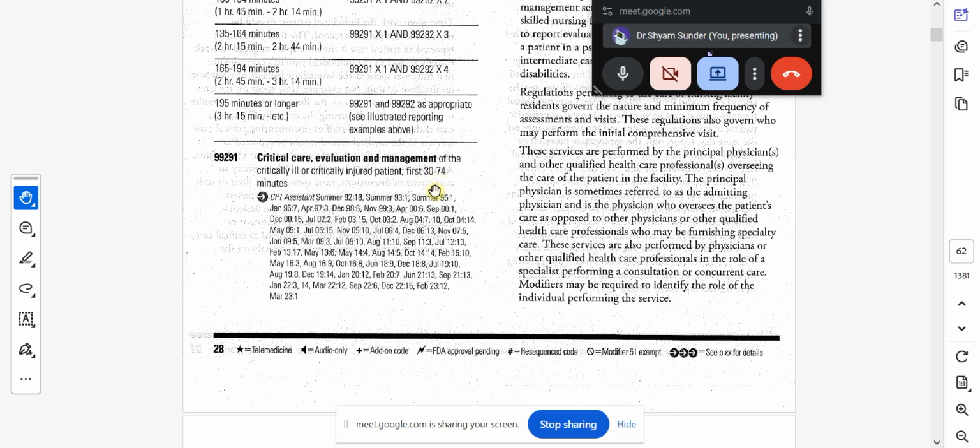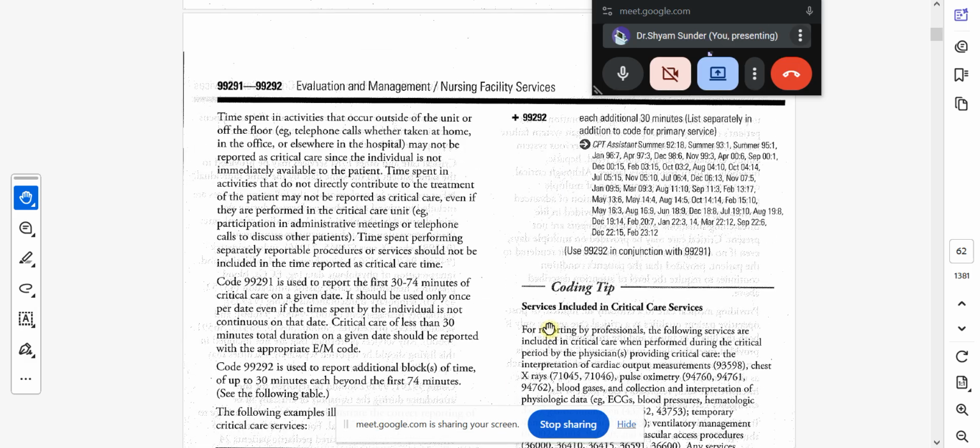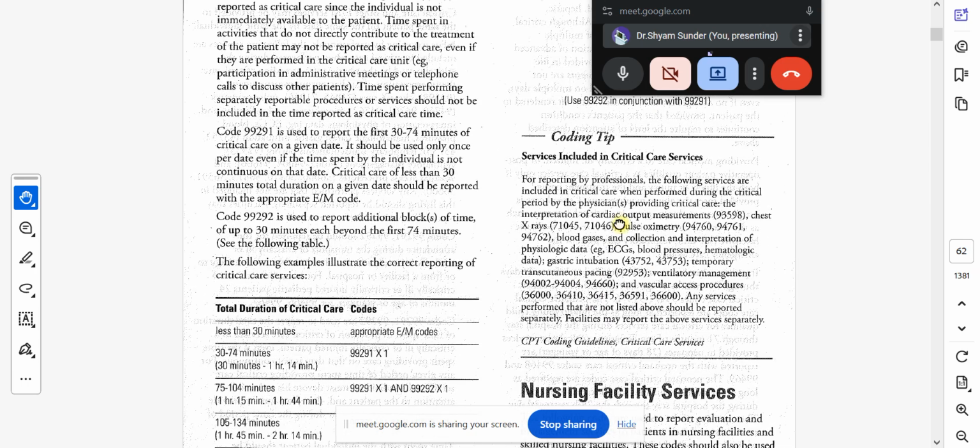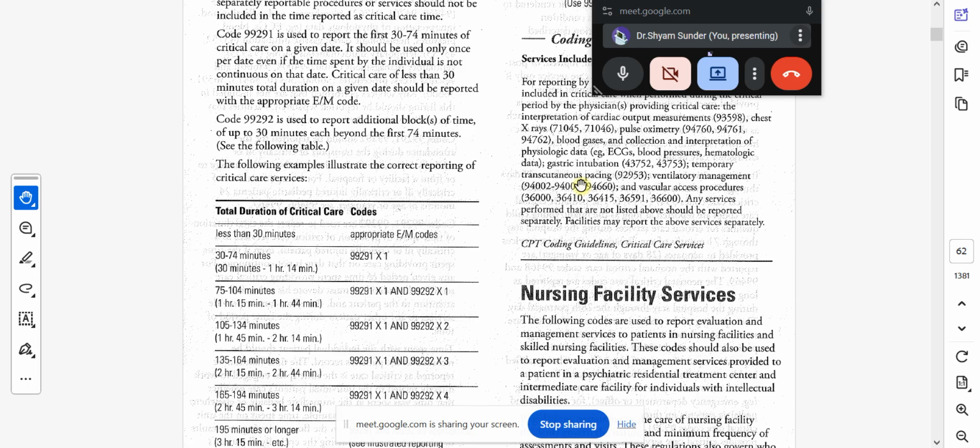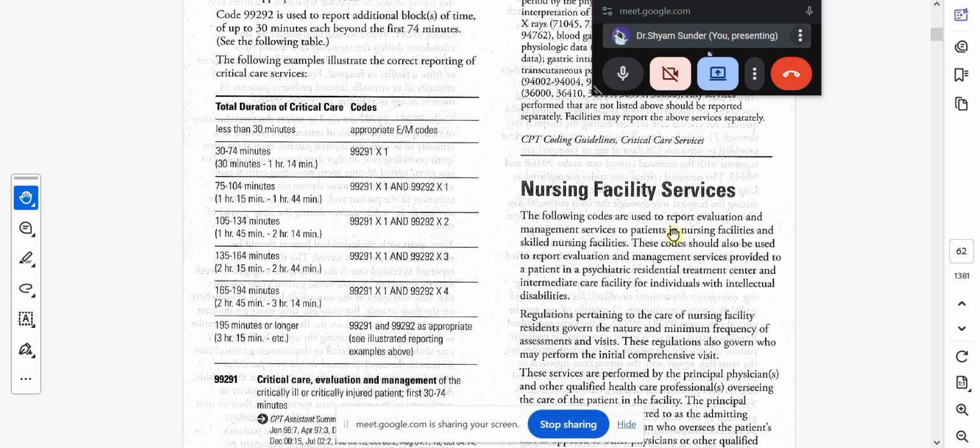But if critical care services are given for 29 minutes, for example, you cannot give this code. Minimum 30 minutes, up to 74. But if it is beyond 74 minutes, then 99292, each additional 30 minutes. These critical care services can be given for maybe 60 minutes, or 120 minutes, or even 5 hours also.